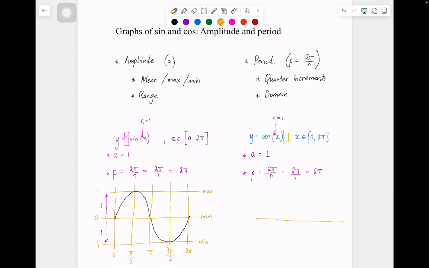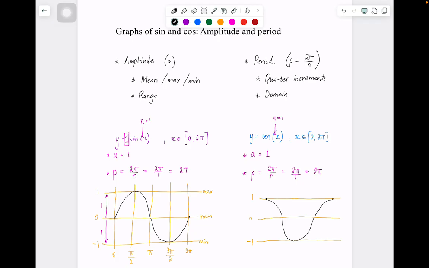Now, to go over to the cos graph, we will do the same thing. Let's do this a bit more quickly now, since we have a gist of it. For our amplitude, we investigate the number in front of the cos. By default, there is a 1 there for it to exist. And then our n value to find our period is 1. So therefore our period is equal to 2 pi on n. So therefore we end up with 2 pi over 1, which equals 2 pi.